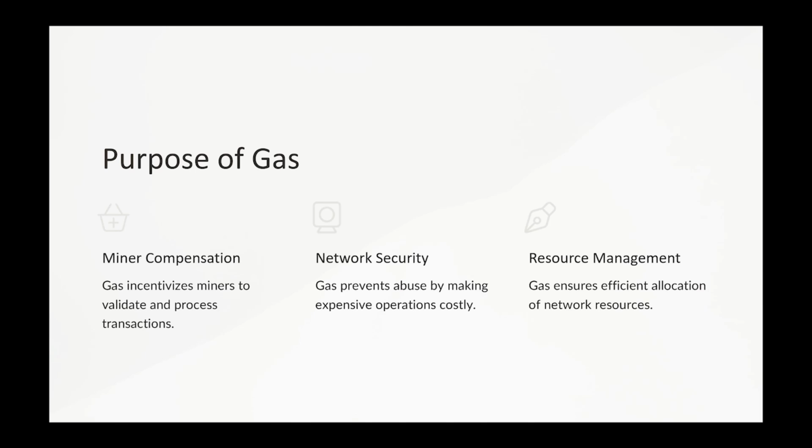So, as we have discussed, it is like a transaction fee which incentivizes miners to validate and process your transactions. It also helps in preventing abuse like spamming by making expensive or rather complex operations costly. Gas also ensures efficient allocation of network resources such that there is no overuse.